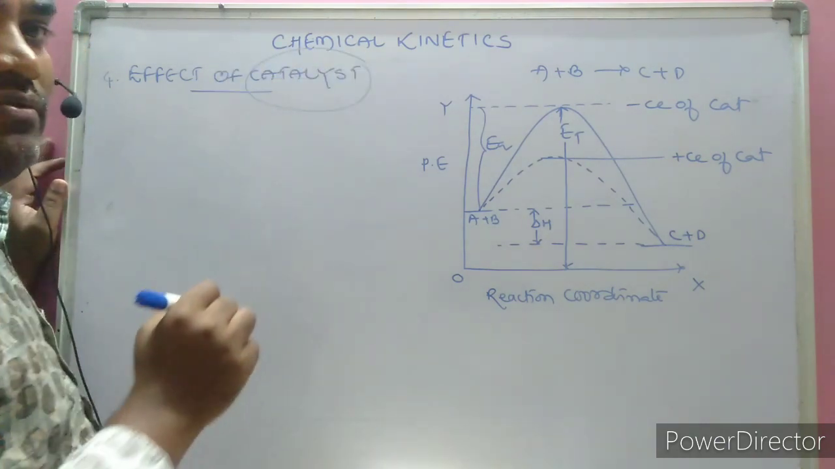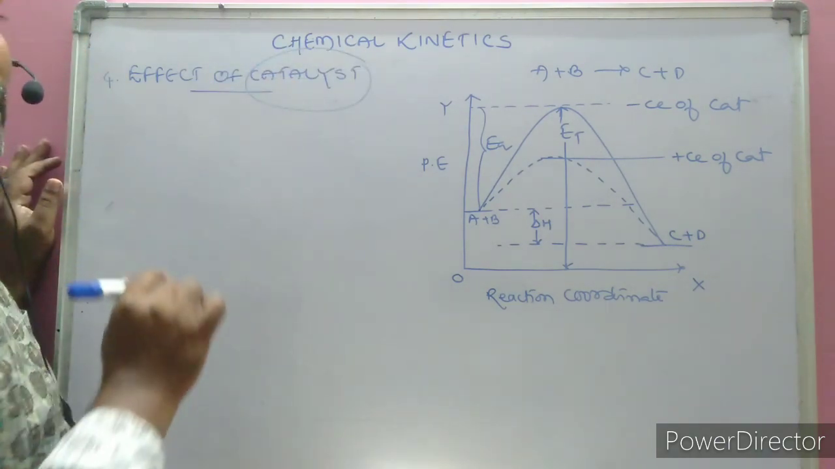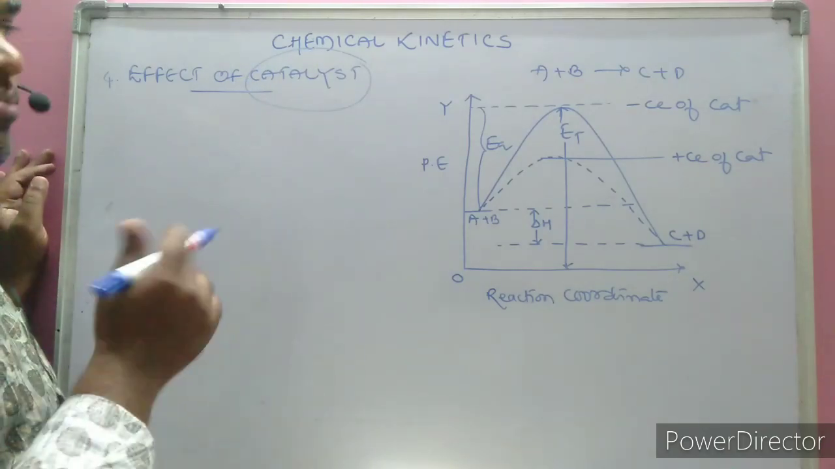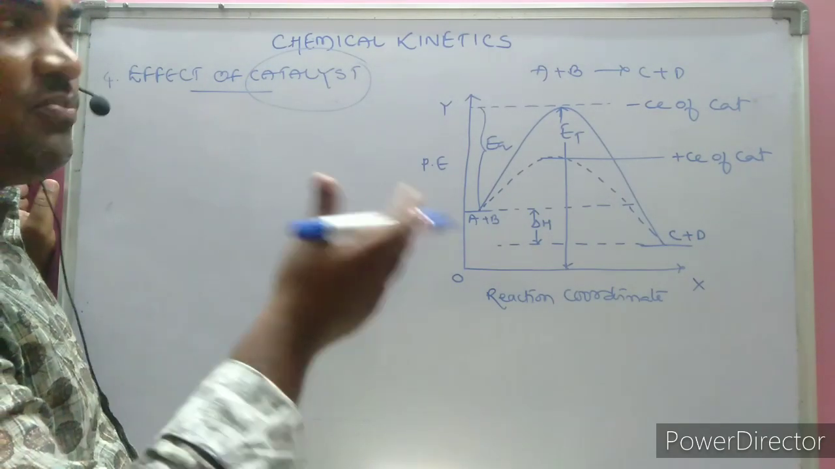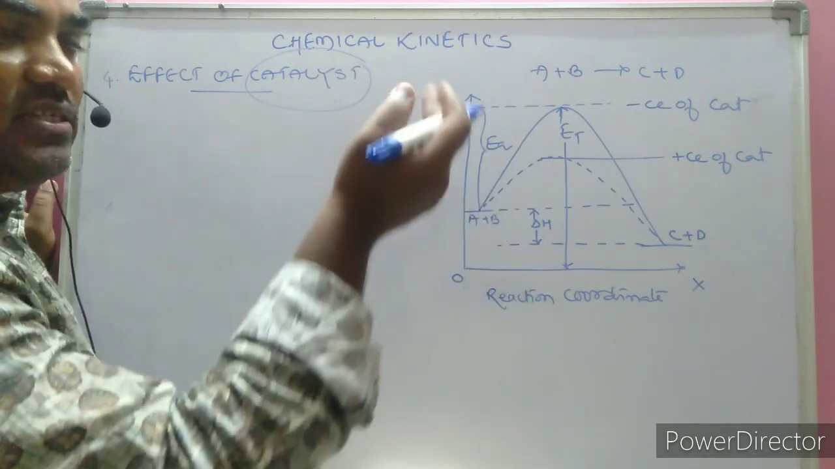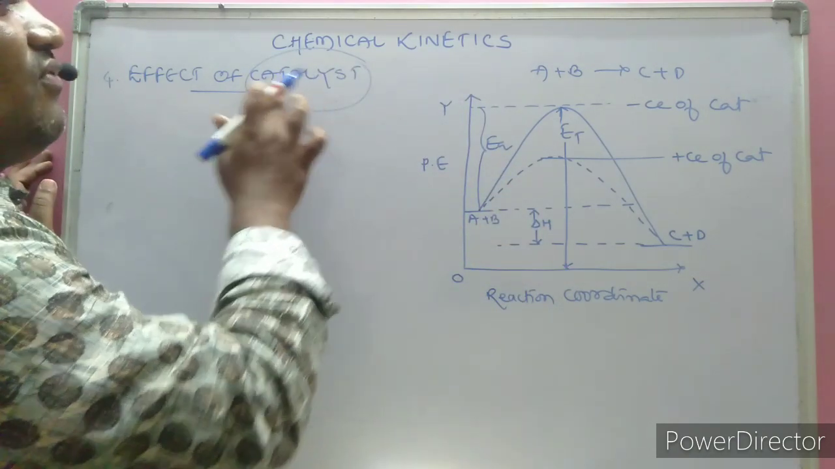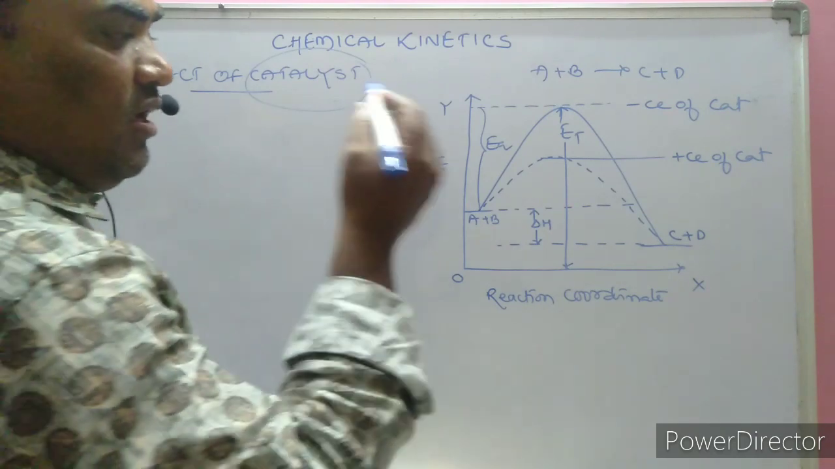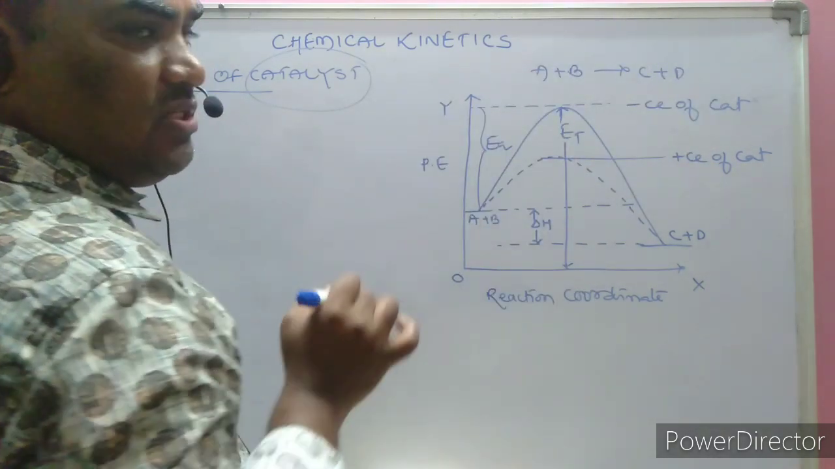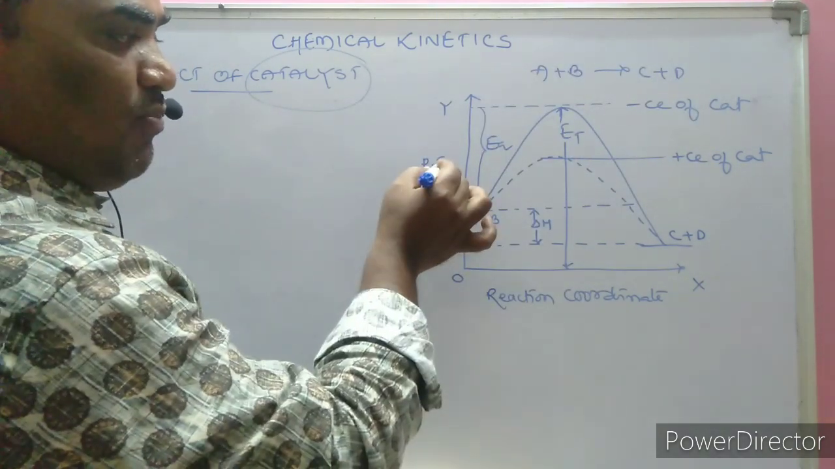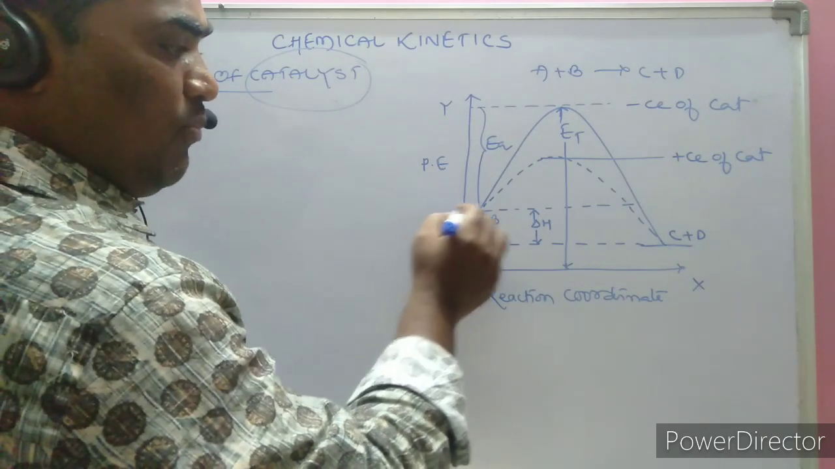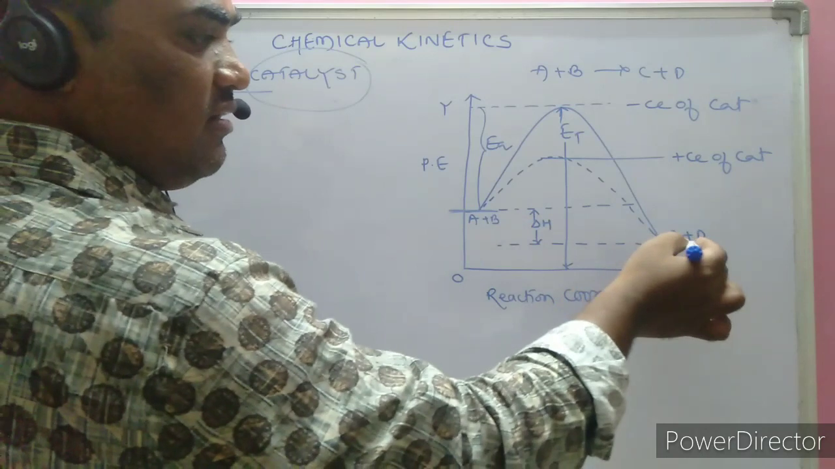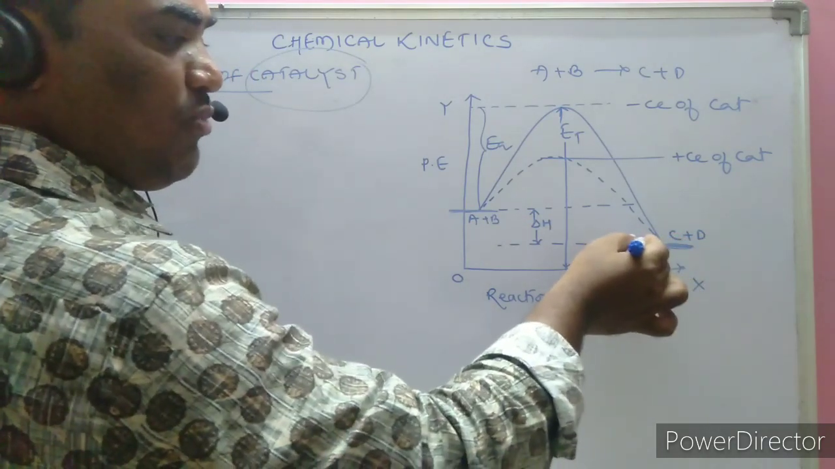We know well the effect of a catalyst in a chemical reaction: a substance which, without being consumed in the chemical reaction, alters the speed of the reaction is called a catalyst. Means if a slowly moving reaction is there, it speeds up; if a speedily moving reaction is there, it slows down. That is the function of a catalyst. Now here A + B gives rise to C + D. We plotted a graph of potential energy against the reaction coordinate, where the potential energy of the reactants is here and the potential energy of the products is here.